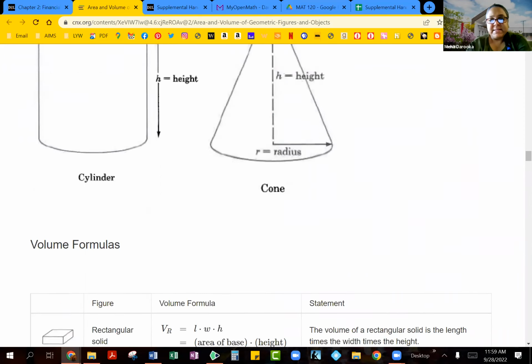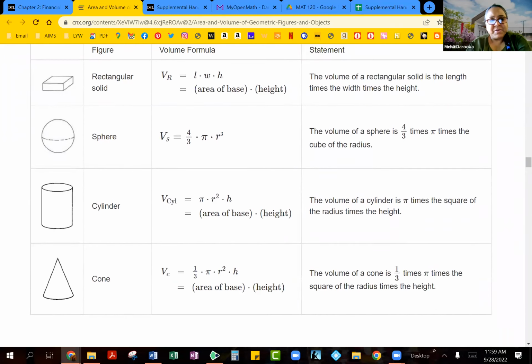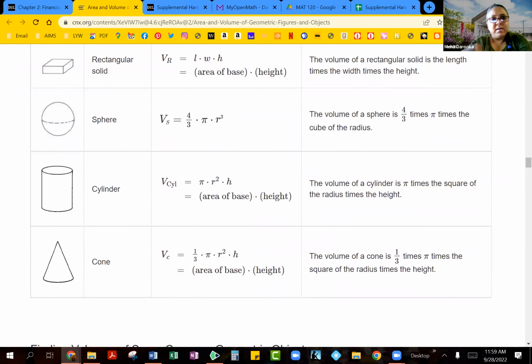So your formulas for these shapes, you can see right over here, is going to be, for a rectangular solid, length, width, and height. For a sphere, of course, it's going to be radius, but the formula comes out to be 4/3 pi r cubed. So that's going to be for our sphere. Cylinder, of course, again, you are looking at the radius of your circular top and bottom, and then, of course, also the height.